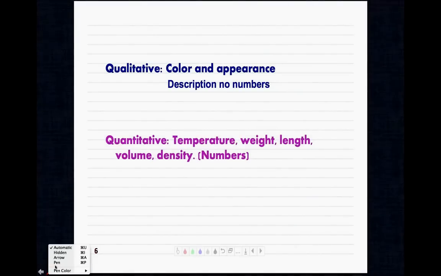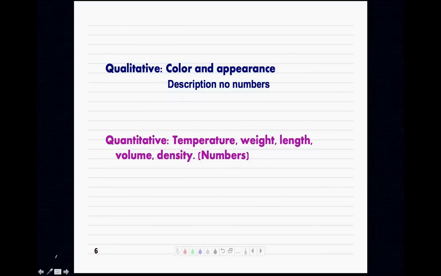Now, in chemistry, we describe the properties of any chemical in two ways: qualitative and quantitative. The qualitative has no numbers. I would never say any number. I would say it's blue in color, it's purple in color, it's liquid, it's gas. In the quantitative, I'm going to give numbers, like density. The density of this material is 2 point something. The weight, the temperature, the length, anything that has a number is a quantitative description of the material.